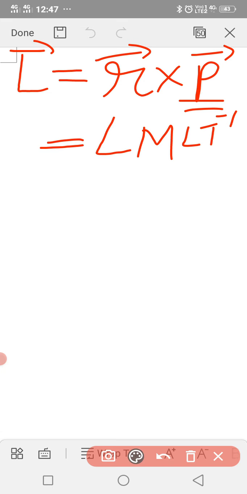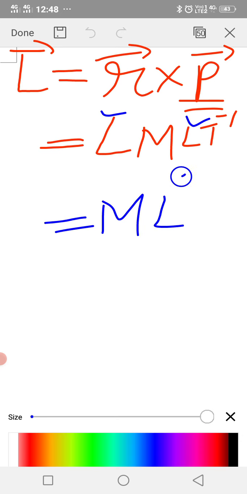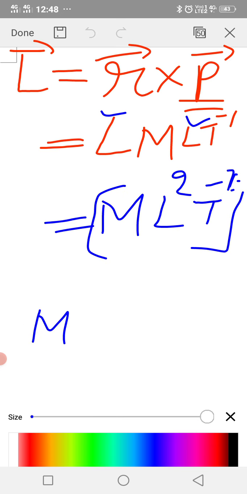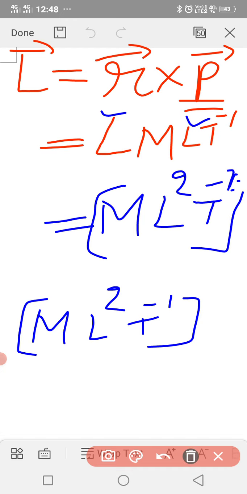You just see that when it is MLT minus 1, L is coming 2 times, so we can write that the dimensional formula of angular momentum is ML2 T minus 1. Then enclose it in a box. Once again I am writing ML2 T minus 1. Okay, this was the dimensional formula of angular momentum.